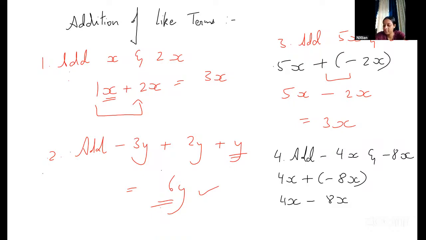Ma'am, is the answer 4x? 4x, okay, but minus 4x. The answer is going to be minus 4x. Why minus 4x? Because in 4x and minus 8x, the bigger number is which one? 8x, and 8x has the minus sign. The bigger number has a negative sign, so the answer is going to have a negative sign. Okay, ma'am. Minus 4x.